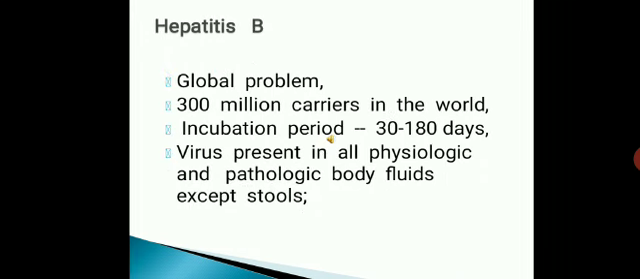The global problem of hepatitis B virus is that 300 million carriers are found all over the world. Its incubation period is 30 to 180 days. This virus persists in all physiological and pathological body fluids. Physiological body fluids such as sweat, breast milk, urine, and pathological body fluids such as peritoneal fluid, pericardial fluid, except in stool. Unlike hepatitis A virus, which is present in stool, hepatitis B virus is not present in stool.